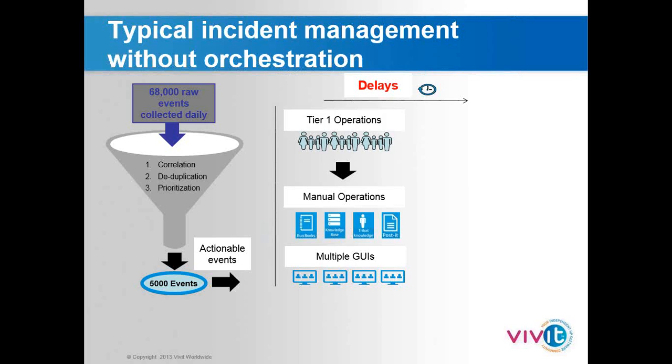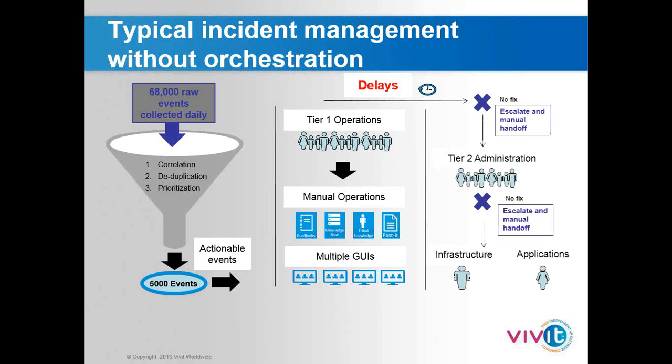Now, if there is no automation or orchestration put to use, the tier 1 operators, or the L1 operators, would start connecting with the impacted elements in the IT and would be looking through multiple GUIs to identify where the root cause of the problem is. All this activity impacts the service availability time.